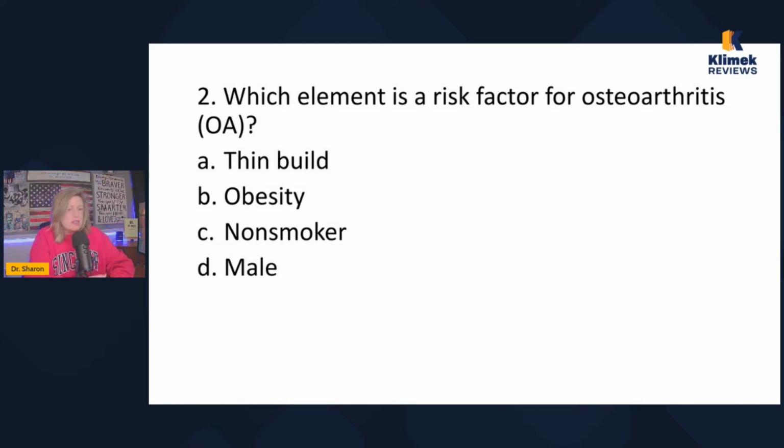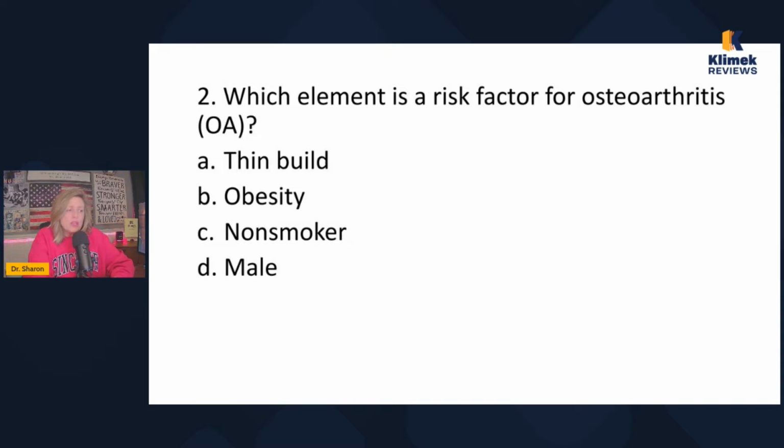Which element is a risk factor for osteoarthritis? A thin build, obesity, a non-smoker, or male? Okay, element is a risk factor. So osteoarthritis, again, is damage to the joints from trauma, from standing too much on it over time, from sports injuries, that kind of thing. So a thin build, is there anything about being thin that would increase your risk for osteoarthritis? Now, thin build could increase your risk for osteoporosis, y'all, but this is not osteoporosis, this is osteoarthritis.